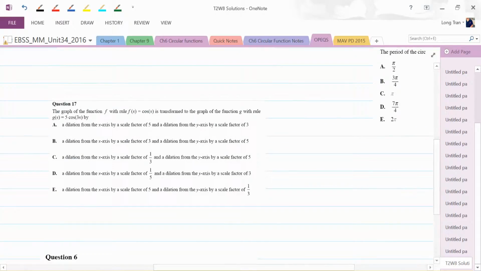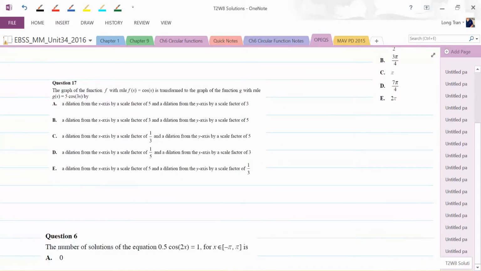Okay. Next one, this is graphic translation. So we're reading this. This is dilation factor 5 from the x-axis because you're affecting your y values, and this one's dilation of factor 3. Oh, sorry, factor 1/3 from the y-axis. Okay. And that's all we really have.